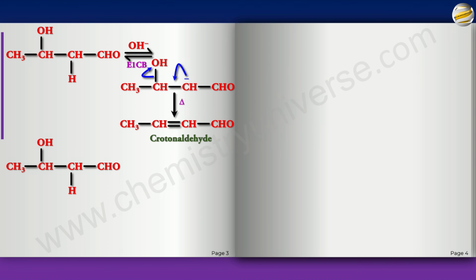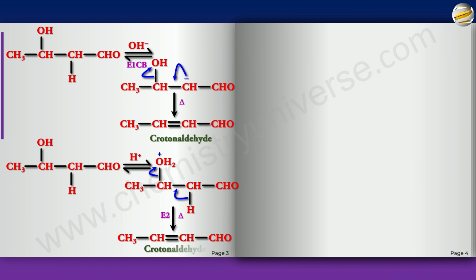Now, this can also be done in acid. In acid, it's pretty simple. It will be simply E2, because OH will get protonated. It becomes a good leaving group. Now you have a simple E2 mechanism happening, and you get the same crotonaldehyde.